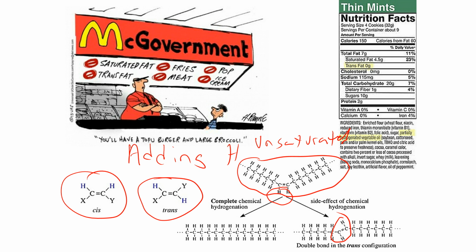Now, this trans configuration is actually quite beneficial because you basically take a substance that is going to have a much longer shelf life. And a product that has a much longer shelf life is good for business. You can sell more product.